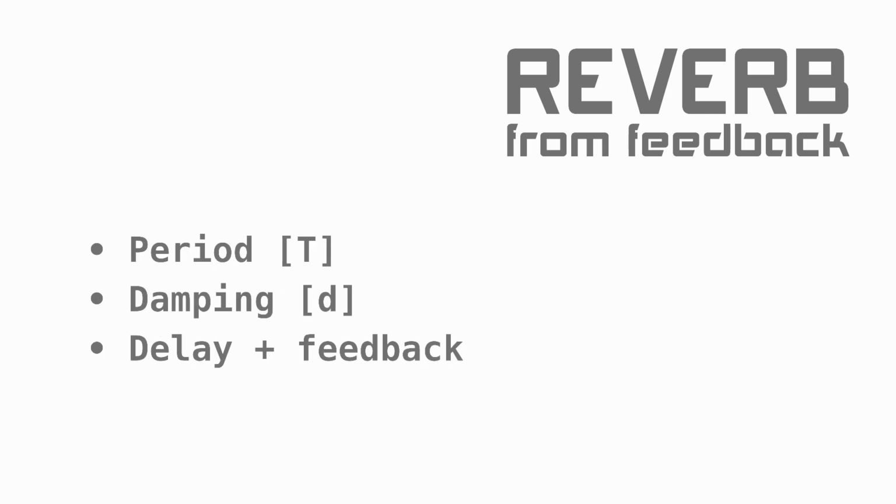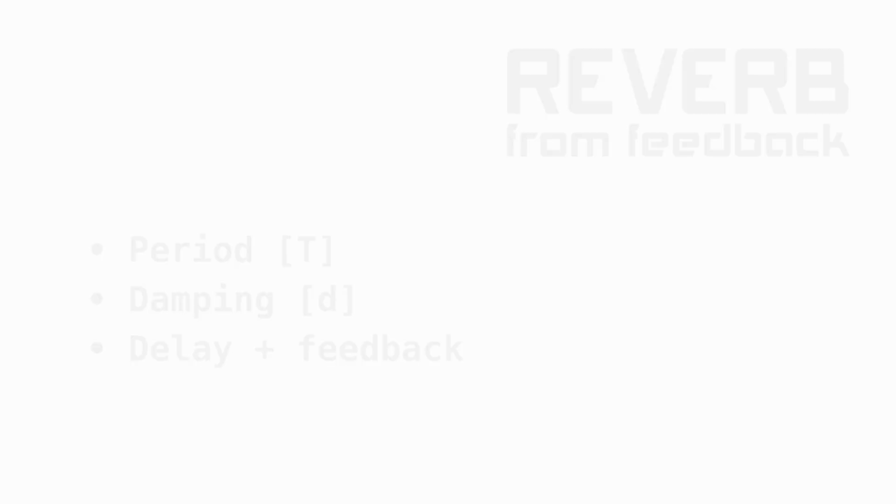Let's start by creating an echo effect. Echo is a natural phenomenon that causes a sound to repeat itself while its amplitude decays exponentially. The time between consecutive repetitions is called the period, and the decay rate is called damping. One way to reproduce echo is by using delay and feedback.